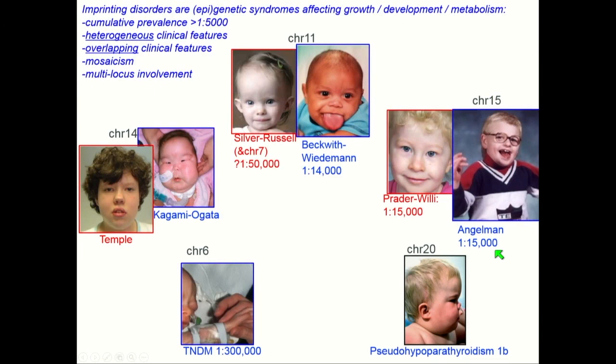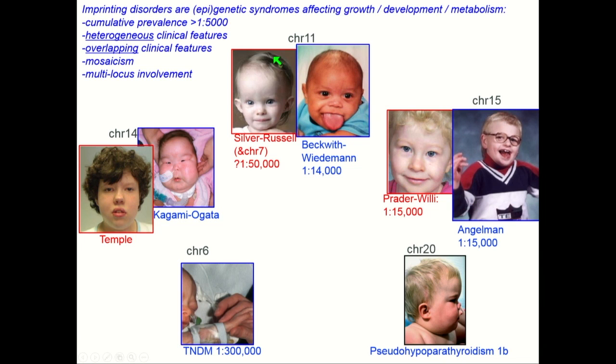Now, what are the practical challenges of looking at imprinting disorders at the moment? Imprinting disorders are epigenetic syndromes. That is to say, there's not necessarily anything you can see on the DNA, but they affect gene use, and they affect growth, development, metabolism, and behaviour. The cumulative prevalence of these disorders is greater than 1 in 5,000. Most of these have very clear clinical gestalts, clinical sets of features that are very recognisable and lead to a clinical diagnosis of an imprinting syndrome.